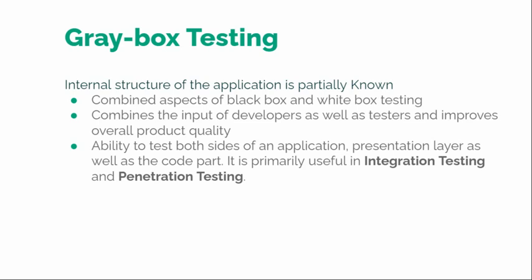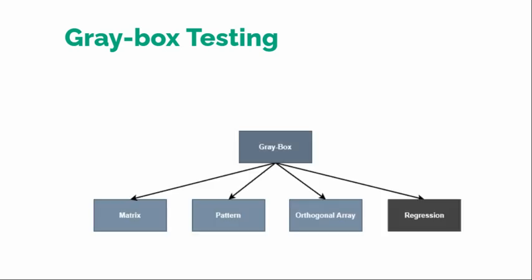It combines the input of developers as well as testers and improves overall product quality. It's the ability to test both sides of the application, the presentation layer as well as the code part. It is primarily useful in integration testing and penetration testing. Gray box testing has further types, which are matrix, pattern, orthogonal array, and regression.